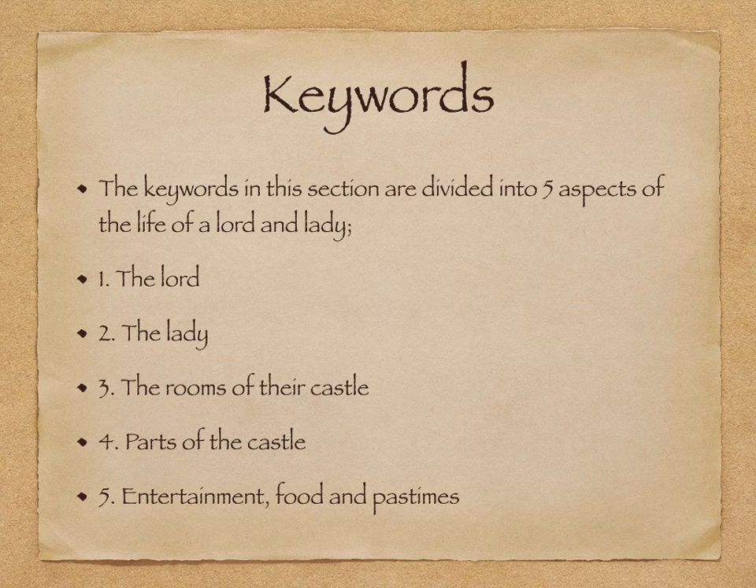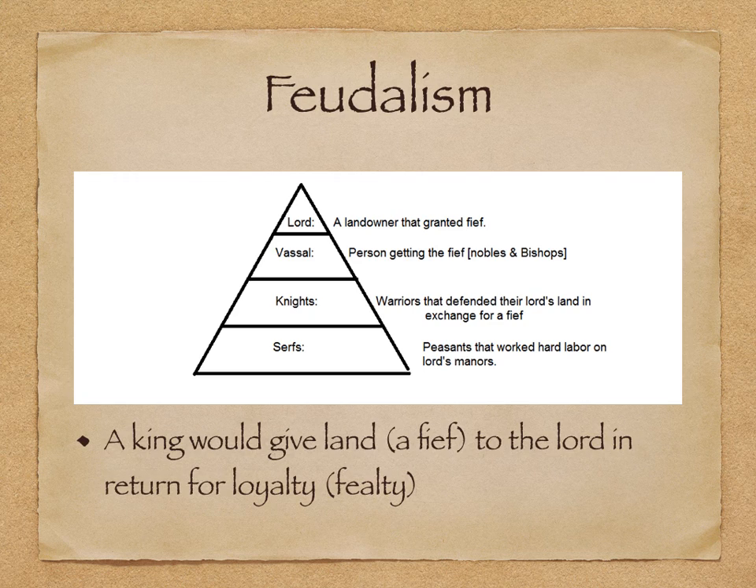So in moving forward with our keywords, I've divided up the lives of the Lord and Lady into 5 sections. So the first section is about the Lord and his duties. The second section is about the Lady and her duties. The third section is looking at the rooms of their castle, which is where they lived. The fourth section is looking at the parts of the castle. And the fifth section is looking at the entertainment, food, and pastimes of the Lord and the Lady.